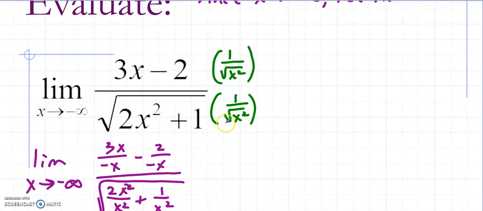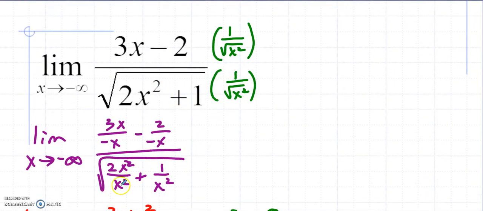The reason why I need to do that is I need to be able to get something inside of the square root here, and the only way to get something inside of a square root is if it has a square root itself. So the denominator, I multiply by 1 over the square root of x squared, and that allows me to rewrite the denominator as the square root of 2x squared over x squared plus 1 over x squared.